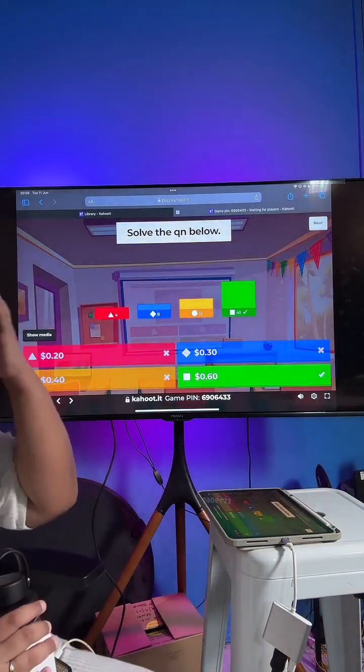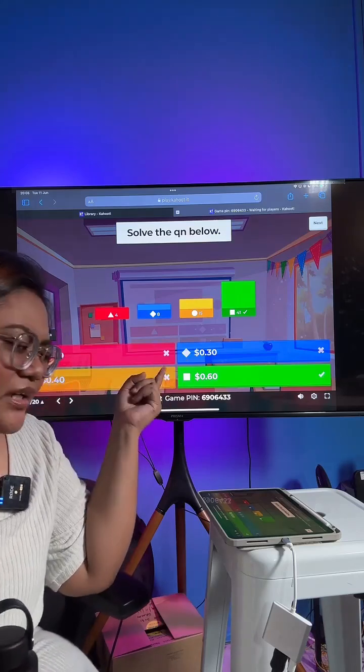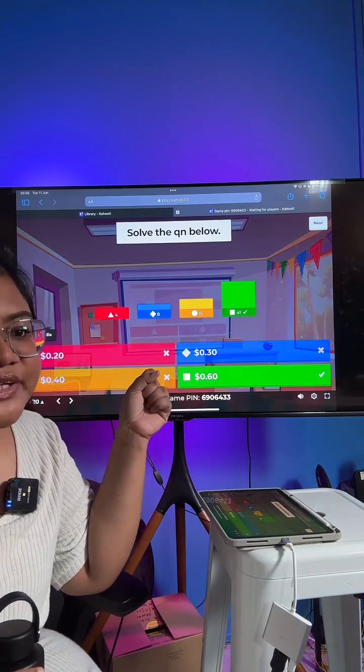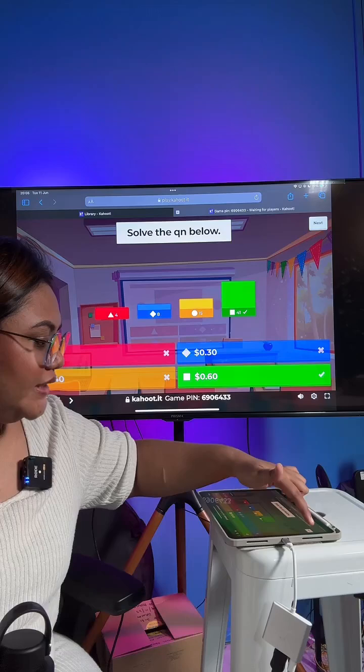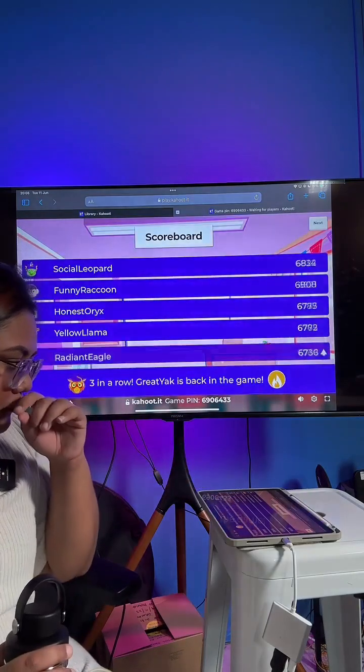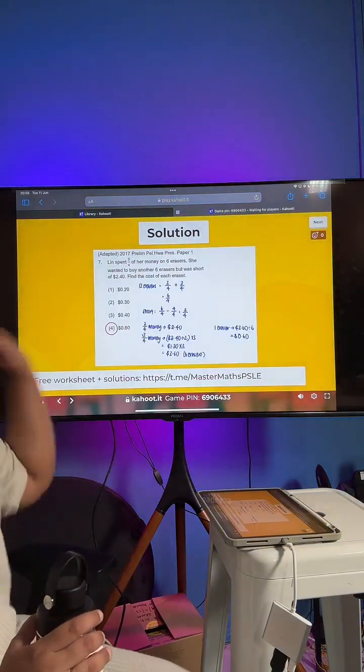Okay, quite a number of you got this right. 60 cents is indeed correct. In fact, 60 cents is how much a regular eraser also costs, right? But, okay, let me explain the solution here, yeah? For now, social leopard is still number 1. Okay, let's take a look at the solution.